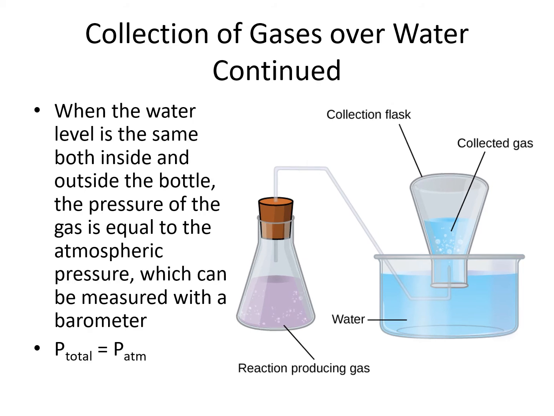As long as the water level in the gas burette is the same as the water level in the surrounding beaker, the total gas pressure inside the gas burette is the same as the atmospheric pressure on the outside of the burette, which can be measured with a barometer or looked up on weather.com. We could write this as an equation. P total, total pressure inside the burette, equals P ATM, atmospheric pressure outside the burette.